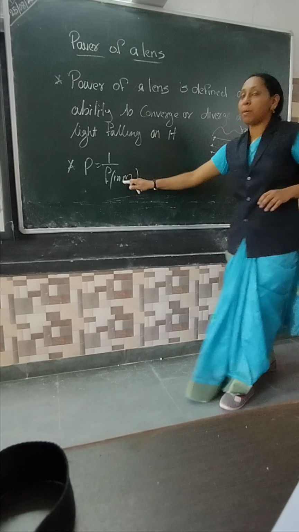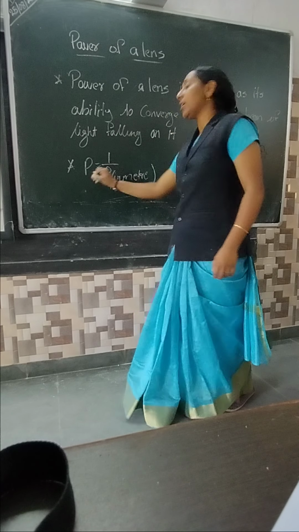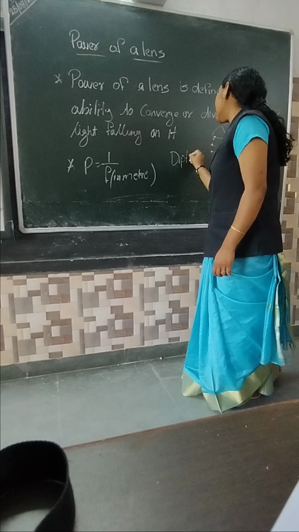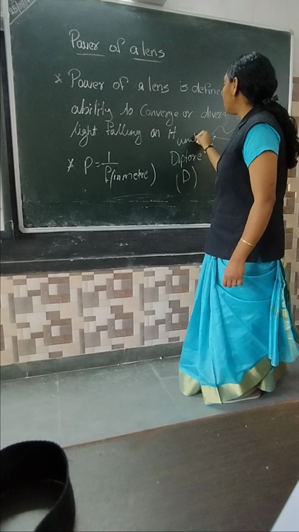So the beam of light falling on the lens is what the definition of power refers to. What is the symbol for power? P is the symbol for power. P equal to the inverse of f, where f means focal length. So the inverse of focal length, with focal length in meters, is called power. The unit of power is the diopter, and its symbol is D.